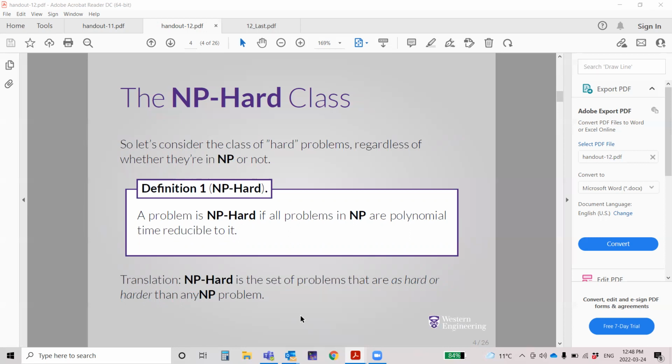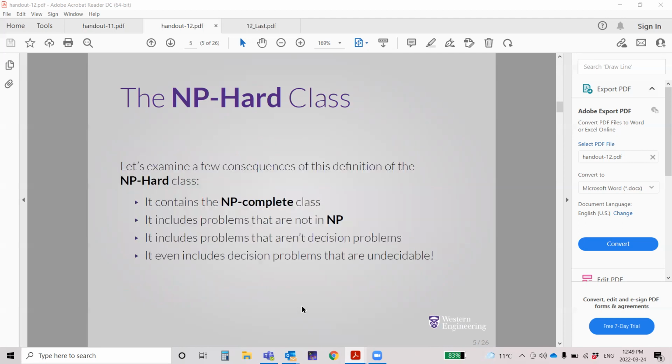A problem is NP hard if all problems in NP are polynomial time reducible to it. Translation of this definition: NP hard is a set of problems that are as hard as or harder than any NP problem. We said that NP problems are hard to solve, correct? NP hard is the hardest set of them. I have something difficult, but there is a part that is the most difficult. NP hard problems are the most difficult problems to solve, whether they are in NP or not.